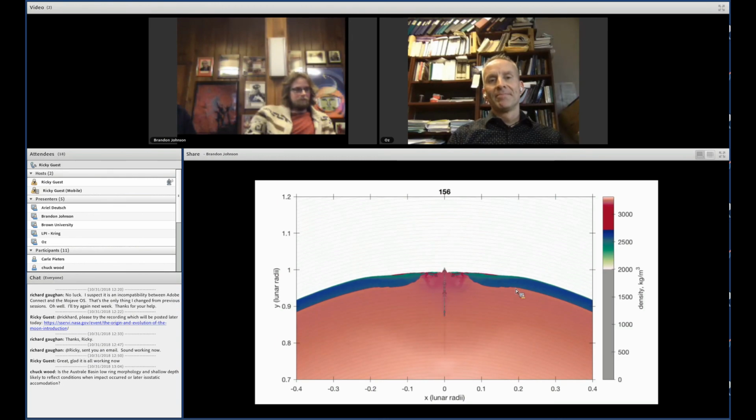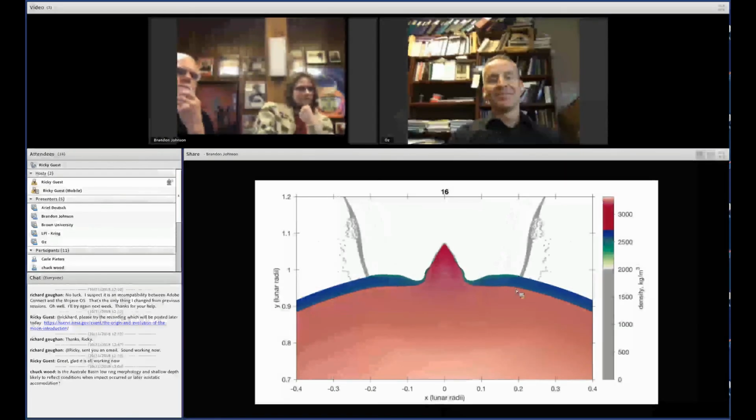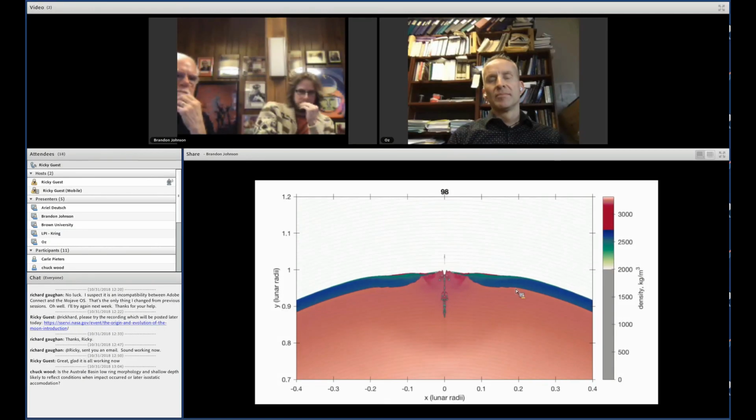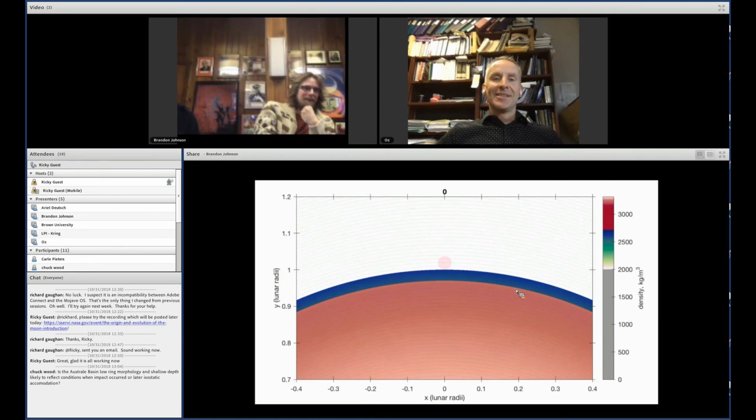Okay, we have one final question, but it's rather grand, so maybe you can both take a stab at it. It's, how do the cumulative effects of small crater impacts and basin scale impacts result in the porosity, density, and thermal structure of the lunar crust? That's so easy. I'll let Brandon answer that. We're working on it. Some of our initial findings.